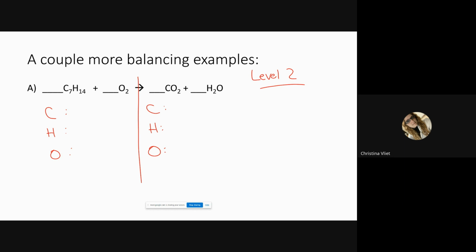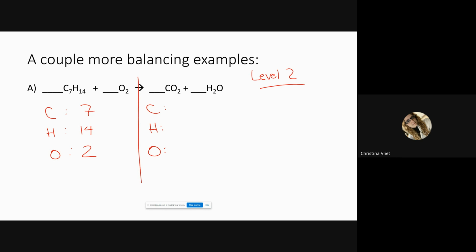So the first thing you're going to want to do is count how many of each atom you have, right? How many carbons do you have on the left-hand side? 7. How many hydrogens? And oxygens? 2, right? Because all the numbers in front at the beginning are 1. Before we change anything, all the numbers in front are 1. So whatever the subscript is, that's how many you have to begin with.